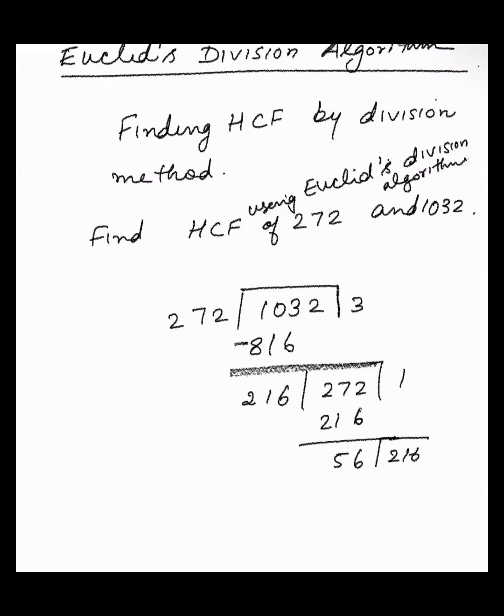How many times will 56 go into 216? Thrice. What is the value of 3 into 56? 168. Okay, 168. Now subtract. When you subtract, what do you get? You get 48, I think.